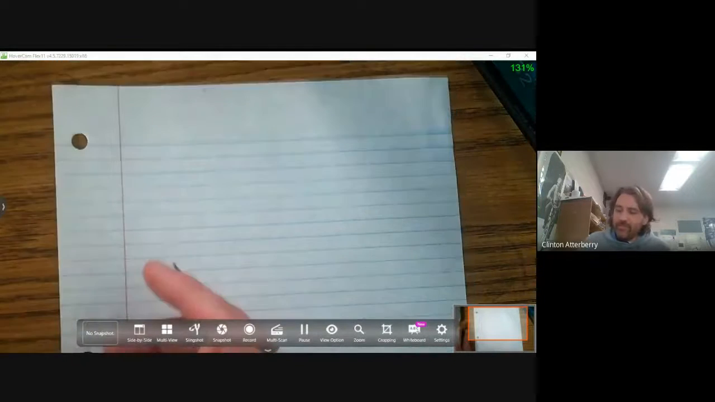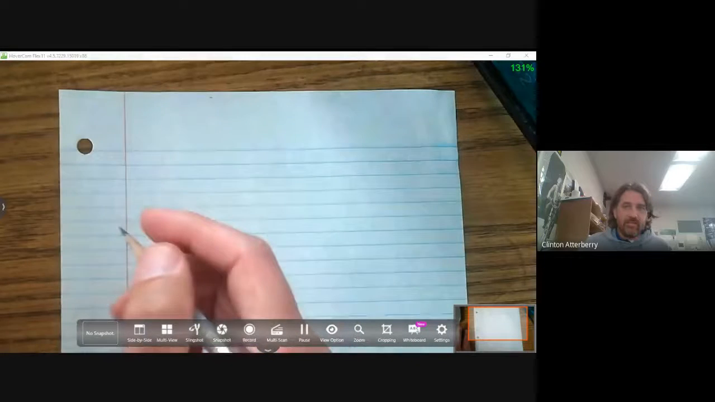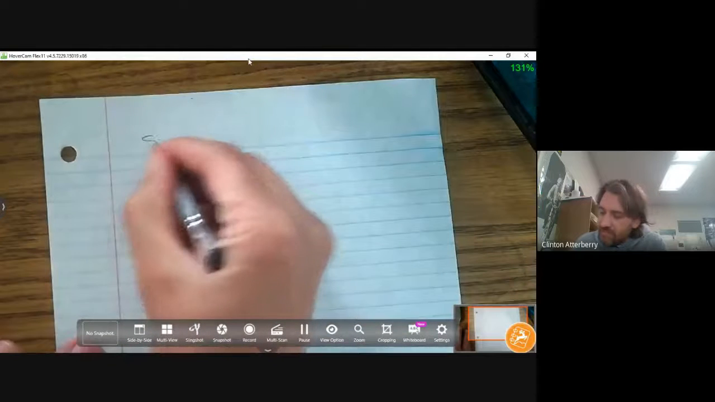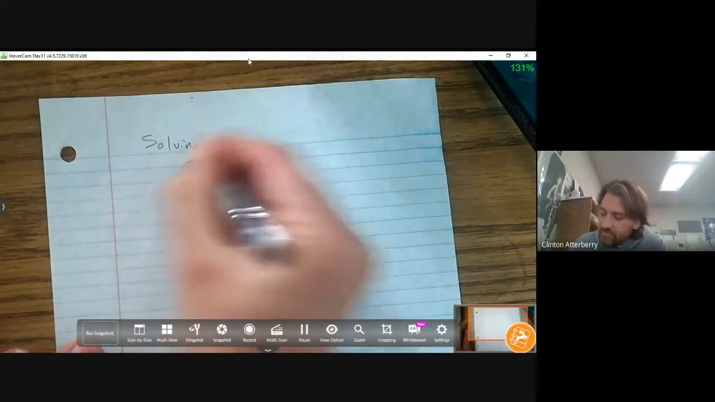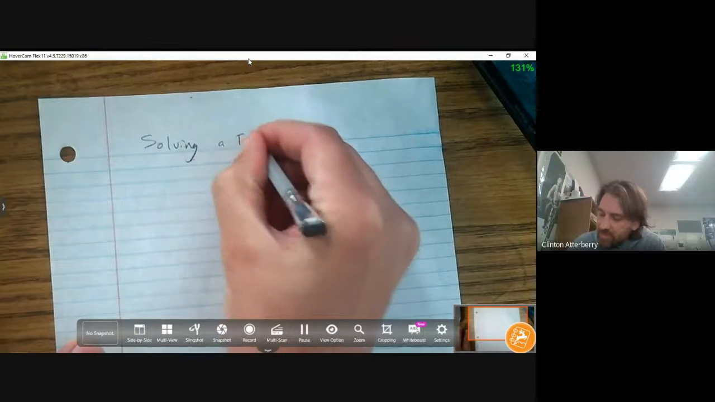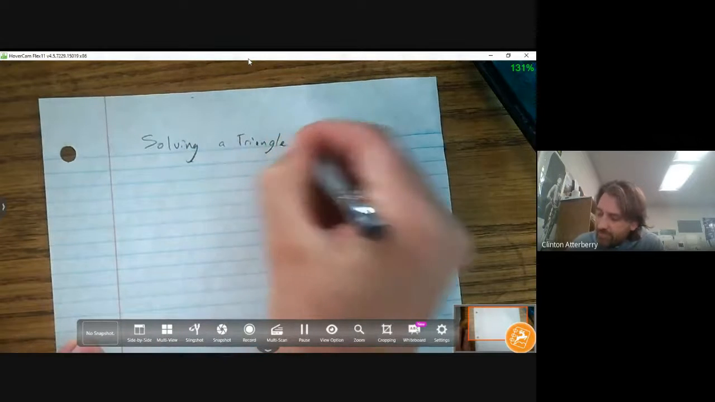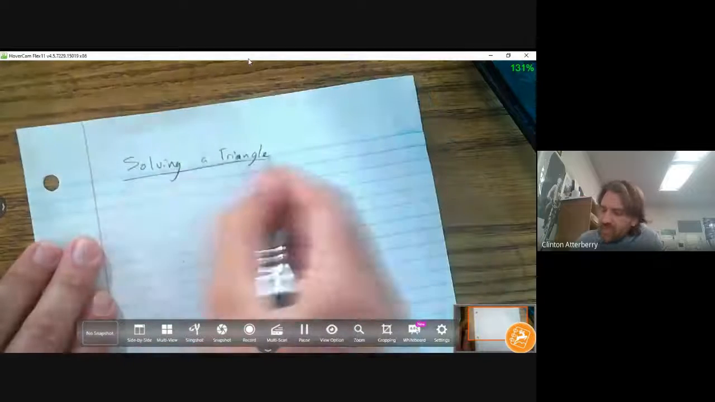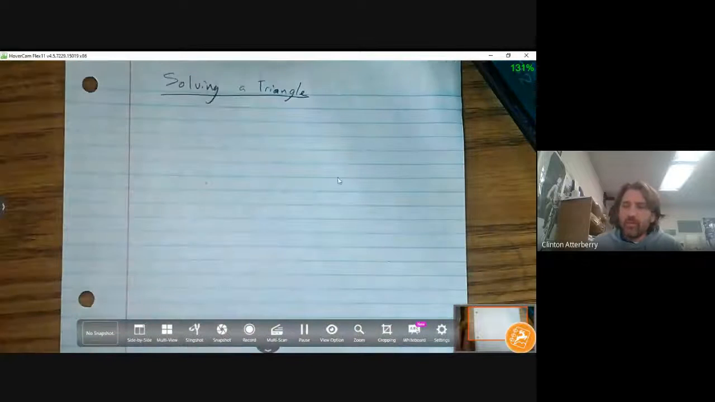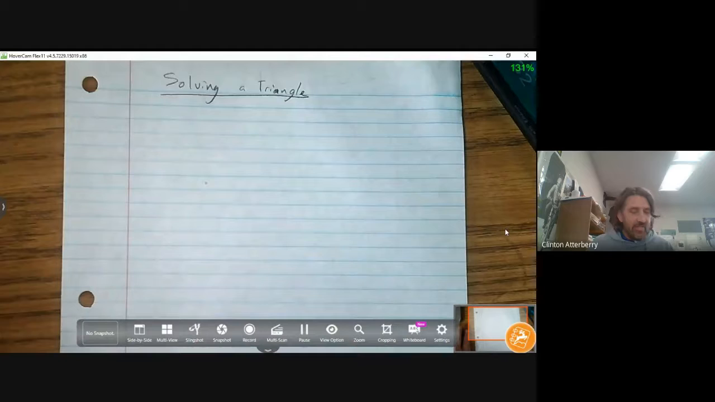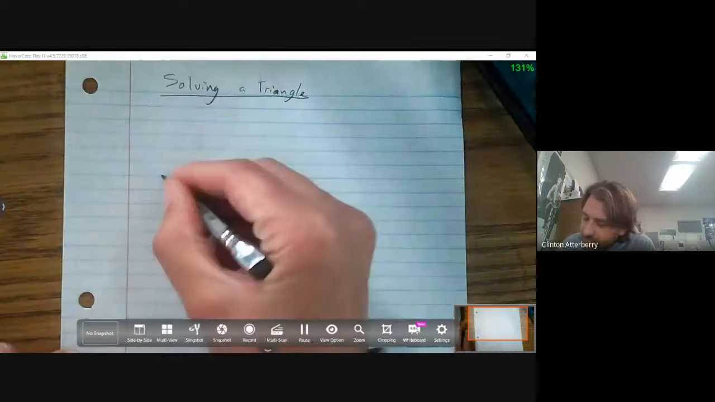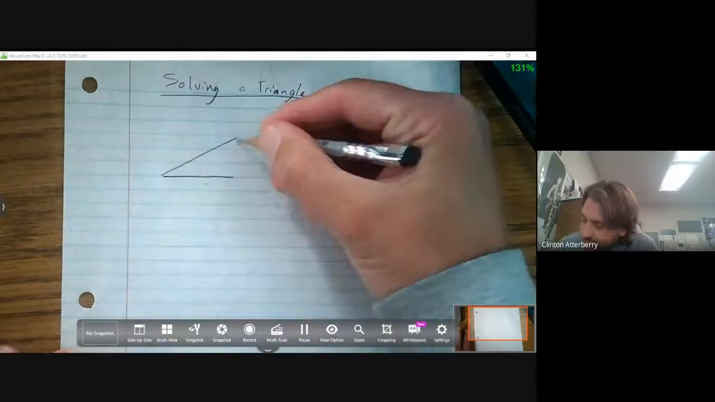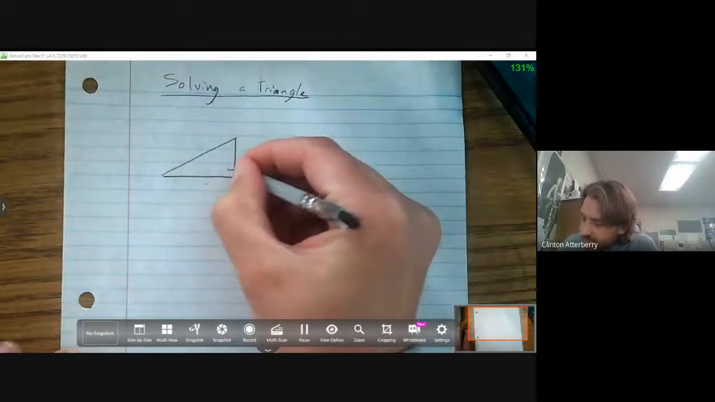Okay, so the notes here, let's call this solving a triangle. The first example we already saw was pretty basic, so we're going to skip over that one and get right to the more complex looking one. In that one they gave us a triangle, and it looked something like this.